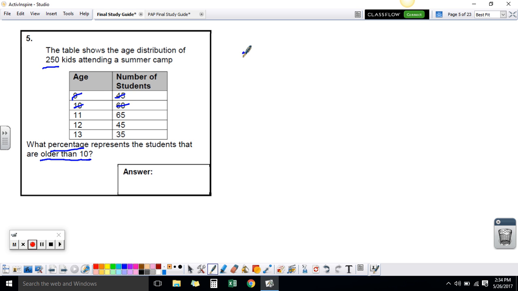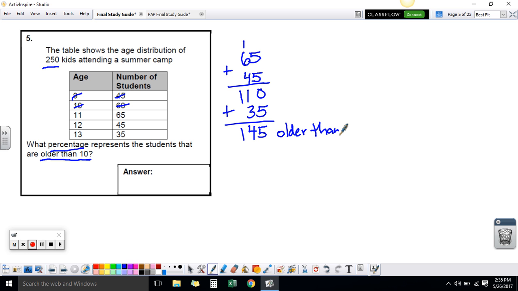So what we're going to do is take the 65 11-year-olds plus the 45 12-year-olds, and we're going to get 110. And then we're going to add those 13-year-olds in there. Whoops, I said 110, didn't I? Yep. So we've got 110, plus our 35 13-year-olds, and we're going to get 145 kids that are older than 10. The question says what percentage?